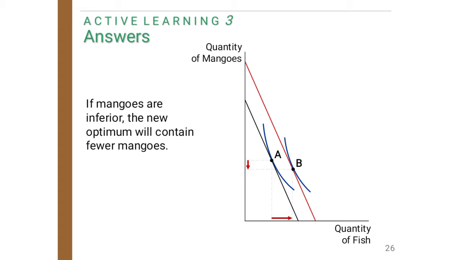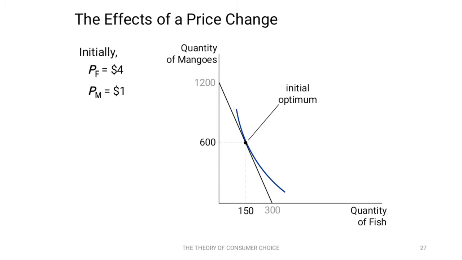Note that where you put your indifference curve depicts what types of goods the two are. If it's here, you know that this one is a normal good. If your budget line was here and touching at this point, then you could know that mangoes is a normal good and the other one is an inferior good.